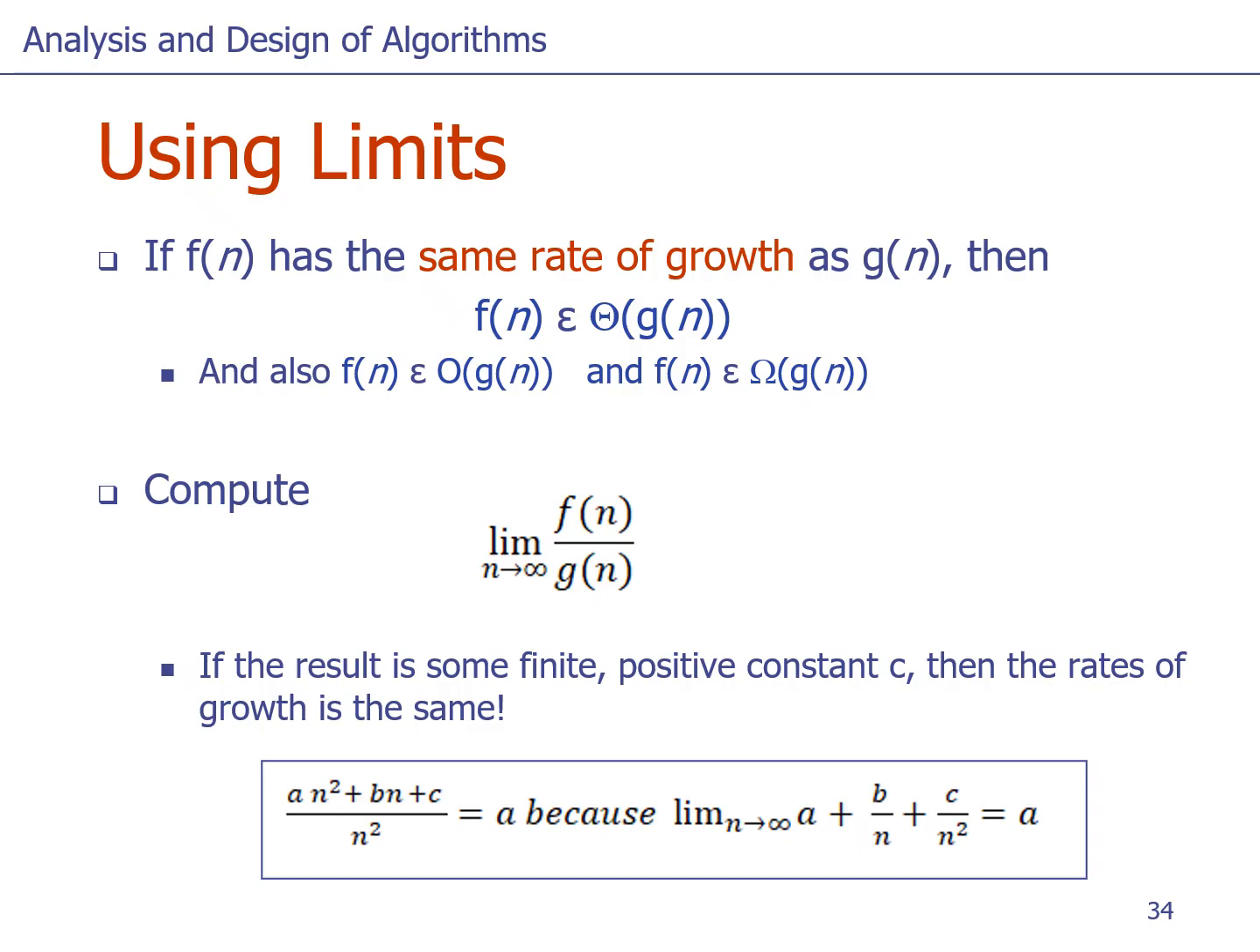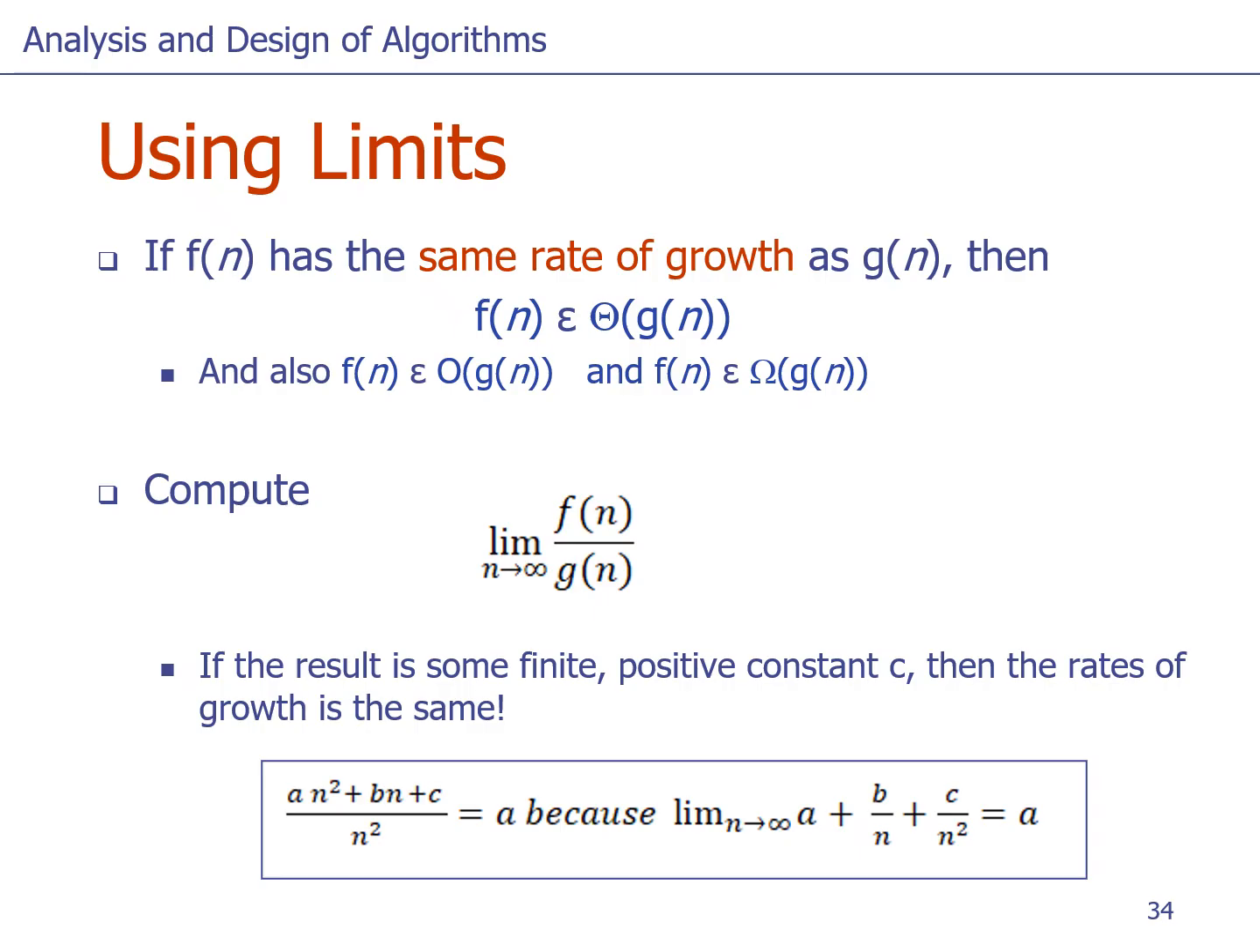So it cannot be growing faster or slower than g of n because it's sandwiched by g of n. So I could easily say that f of n has the same rate of growth as g of n. So what I'm going to do is divide f of n by g of n, and knowing that those two functions have the same rate of growth, if I take the limit as n goes to infinity, I should end up with some constant, which is the factor of difference between the two functions. It's not a polynomial difference, it's just a constant.